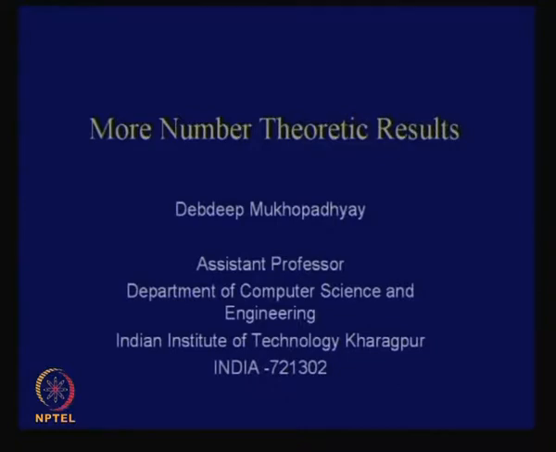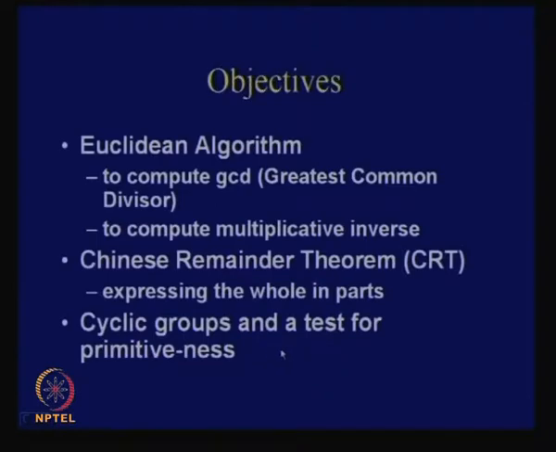Okay, so today we will study some more number theoretic results, which will be useful in our future studies of asymmetric cryptography. Today we will discuss two interesting and important algorithms. One is called the Euclidean algorithm, which is used to compute the GCD, or the greatest common divisor, of two integers, and which is also useful to compute the multiplicative inverse.